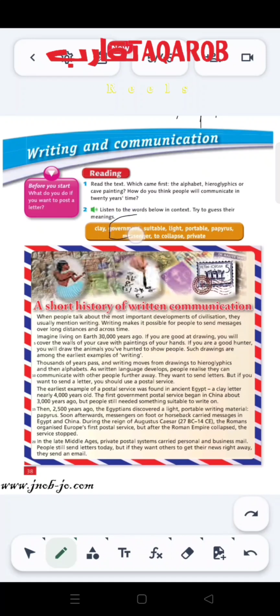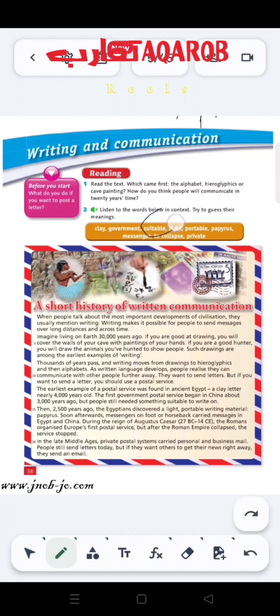Number 2, government. What's the meaning of government? And what part of speech is it? Government is a noun. They are the people who rule a country or state. For example, the government is doing a good job of running the country, or the government is doing a good job of ruling the country.